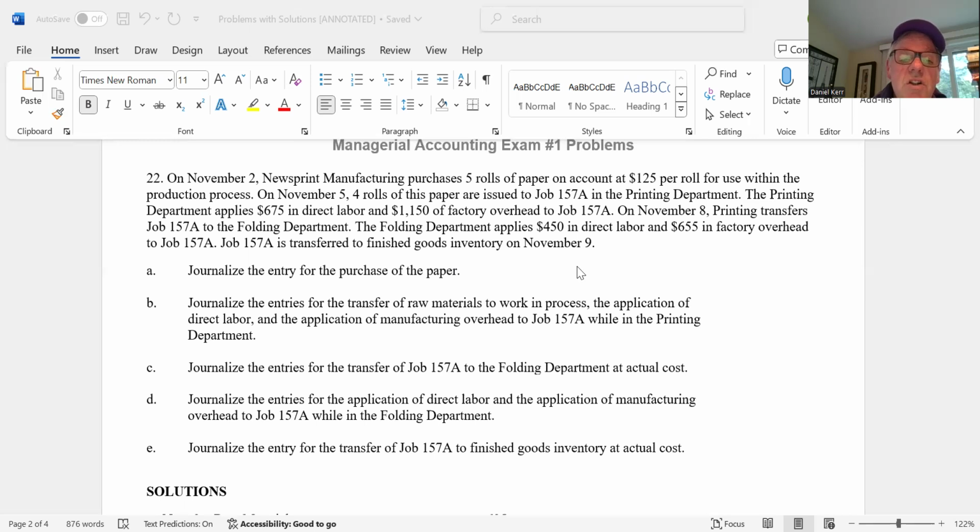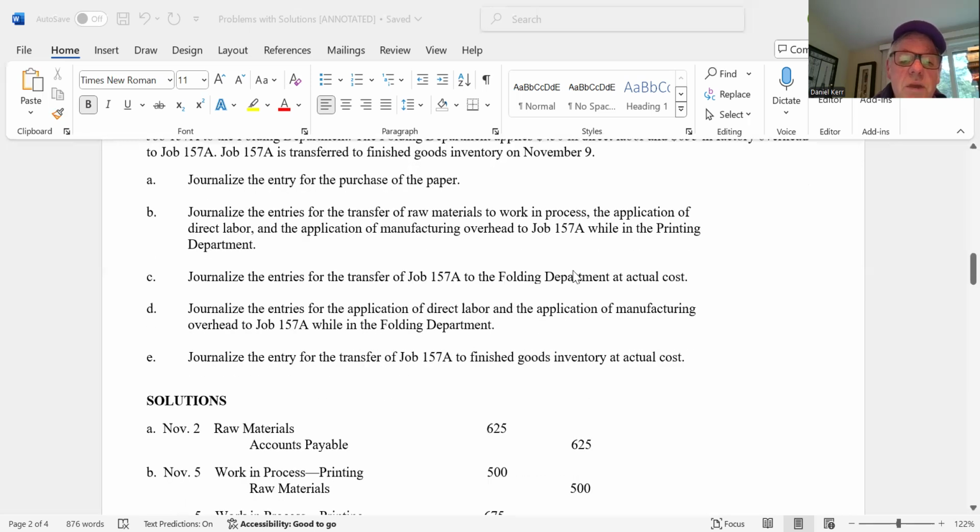So here are your entries. Journalize the entry to record the purchase of paper, so that's a debit to raw materials, a credit to accounts payable. Journalize the entries for the transfer of raw materials to work in process. So that's a debit to work in process printing 500 and a credit to raw materials.